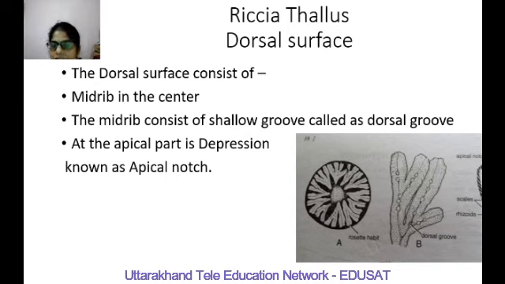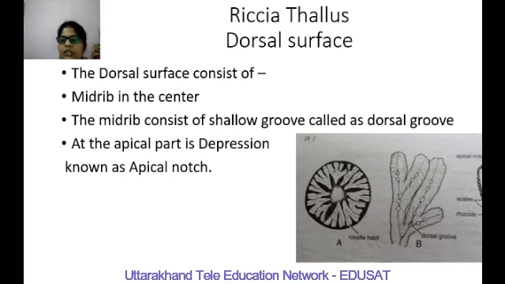Now the midrib consists of shallow grooves, which are also known as the dorsal groove. At the apical part, there is a depression or notch-like structure, which is known as the apical notch. It is the growing point. So B shows your dorsal surface, while C shows your ventral surface. In C you can see that at the margins there are scales, while in the center along the midrib there are rhizoids.